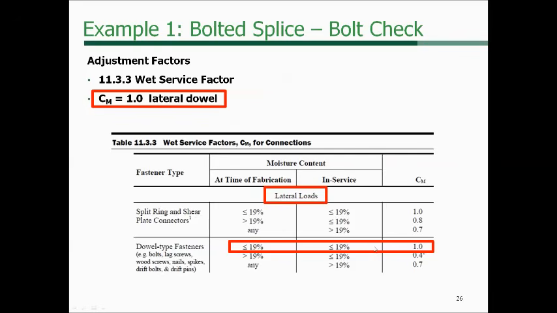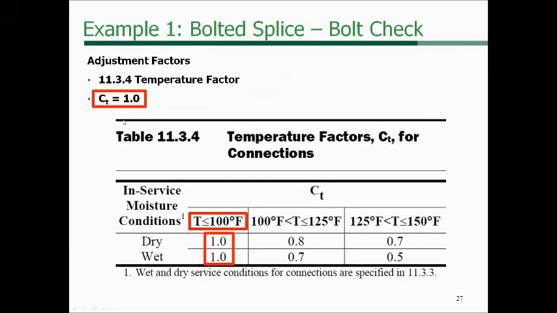But in this particular case, we're not going to have one of these cases where we're greater than 19% moisture content. So we're coming in at or below 19% and staying there in service, so we're not taking a wet service adjustment factor. So it's set to 1.